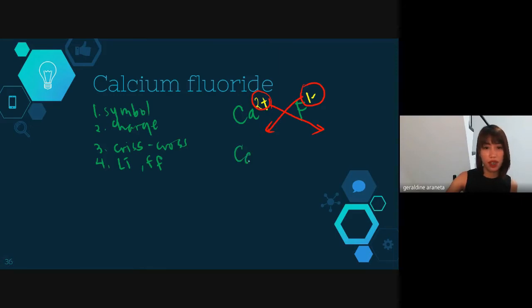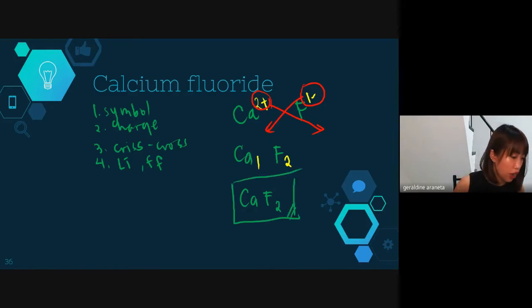Then we have Ca, then 1, we drop the sign. Then F, 2, we still drop the sign. So, of course, hindi na natin susulat si 1. So, we get CaF2. This is the final formula for calcium fluoride. Okay. Gets na? Any questions, anyone?